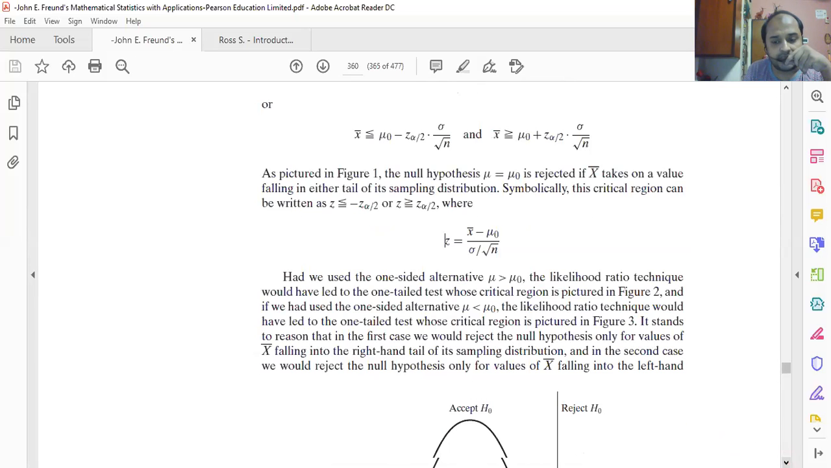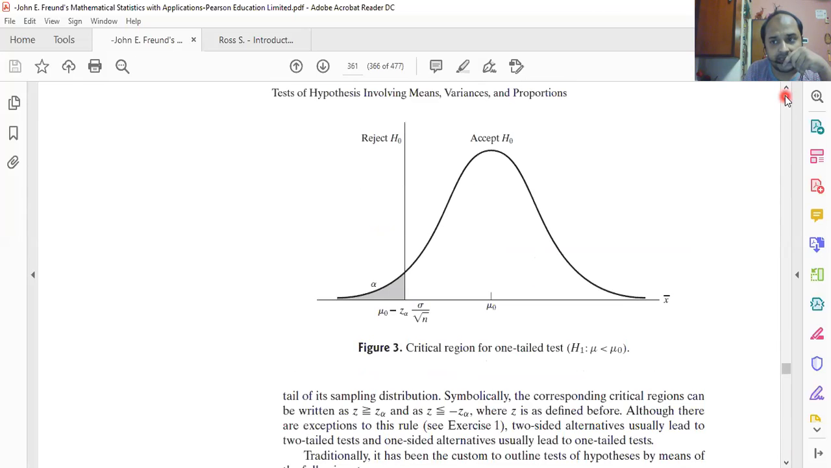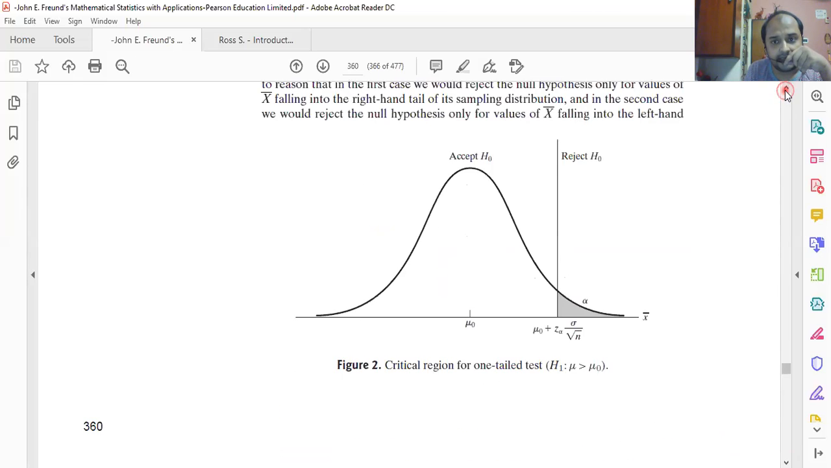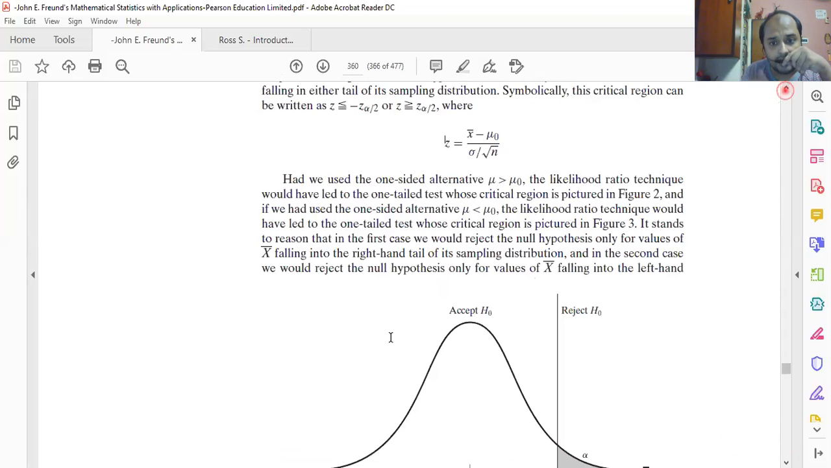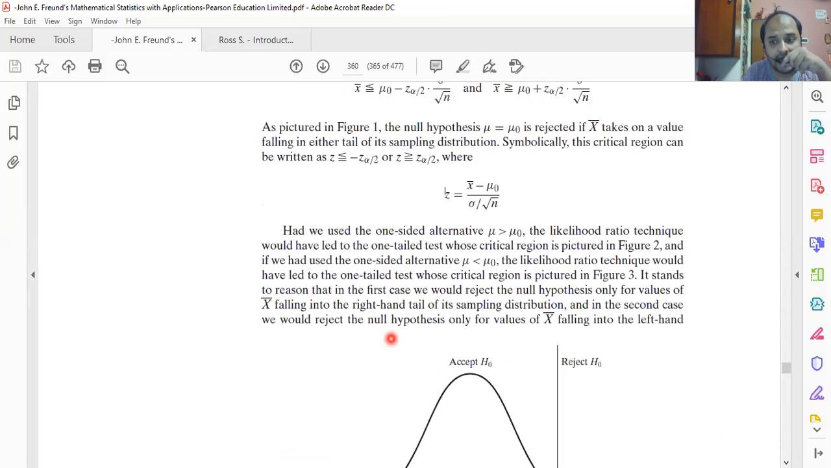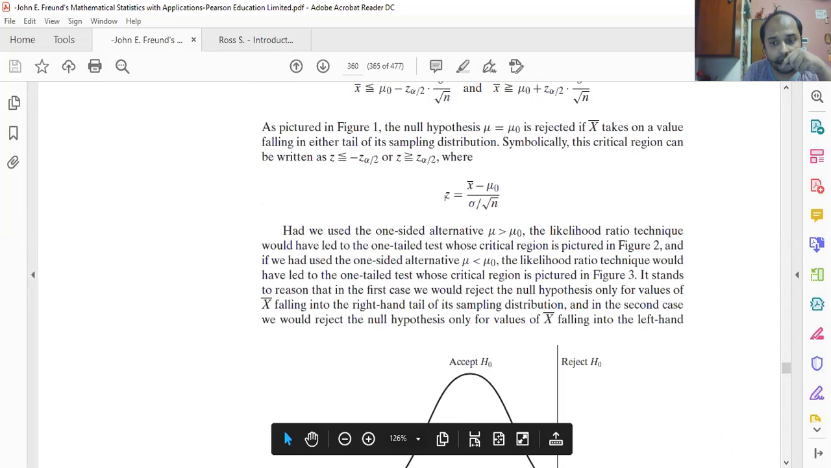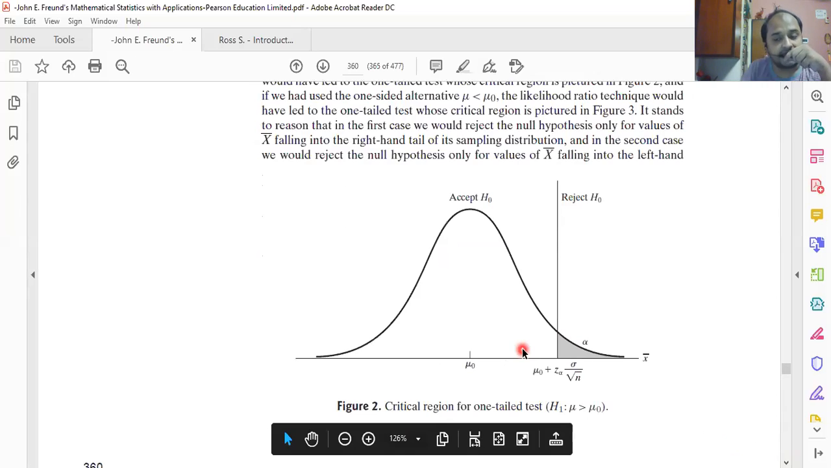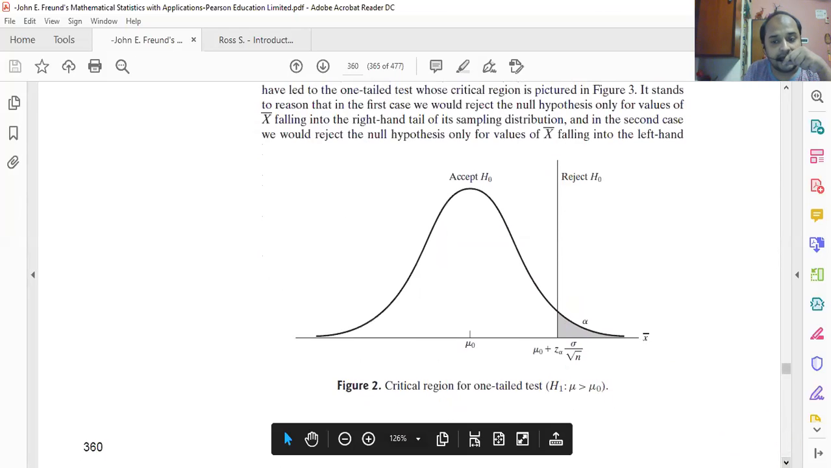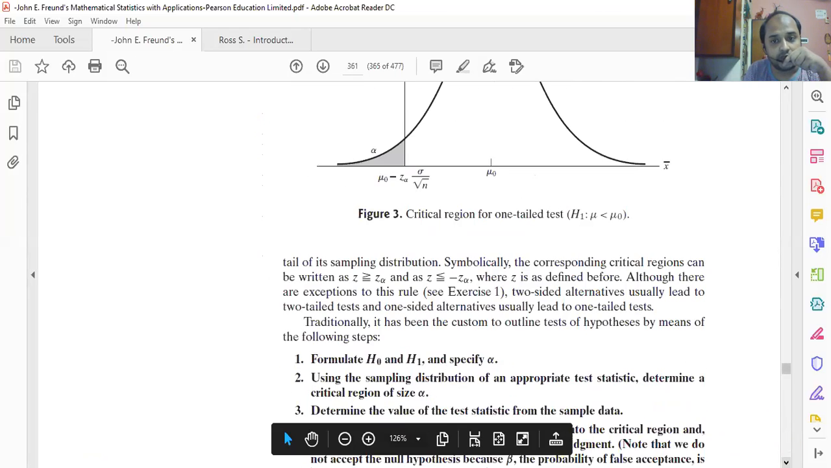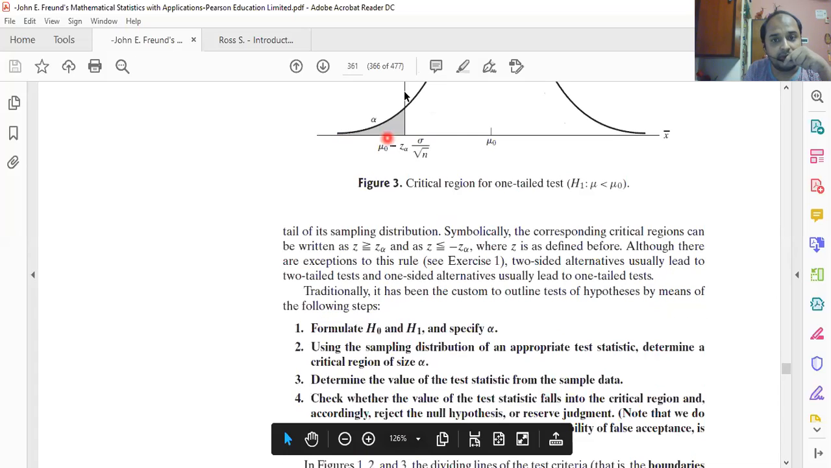Let us now proceed further. You see here they have mentioned that if we consider the one-tail test, what will happen? In one-tail test, we actually consider either this part or the left-hand side part. So only this particular right-hand side shaded portion has been shown for mu greater than mu 0, and similarly a left-hand side shaded portion has been shown over here for mu less than mu 0.